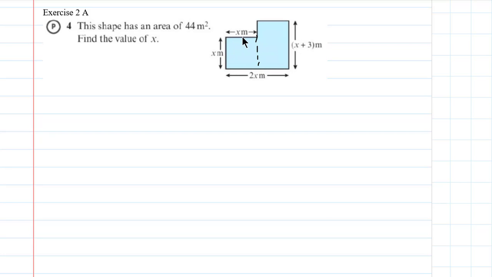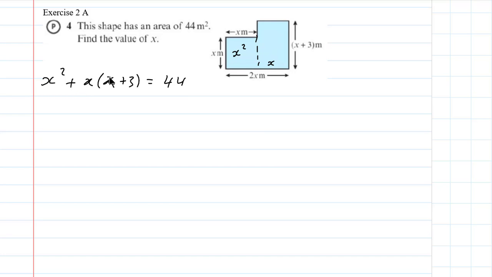The left part here is a square with side length x, so its area will be x squared. And the right part will be a rectangle with dimensions x and x plus 3. So to get the total area, we will write x squared plus x times the bracket x plus 3, and the total area is 44.